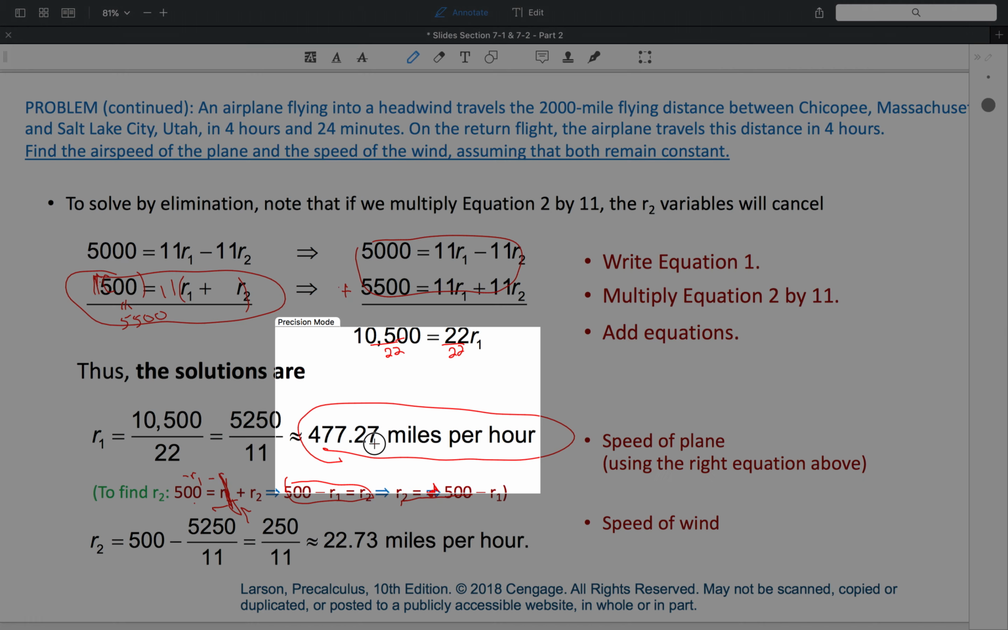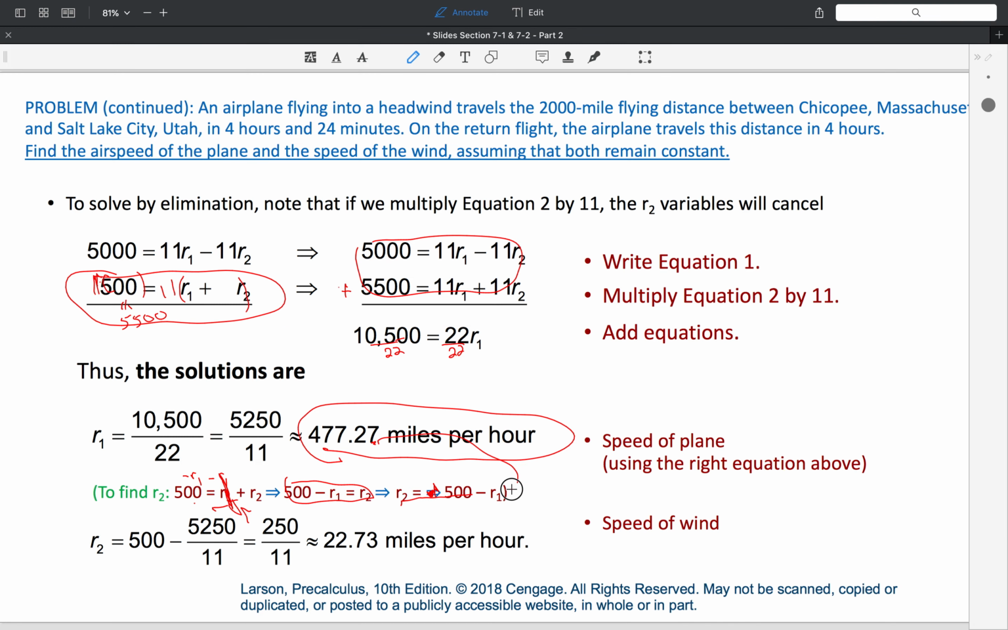So I'm just going to plug this right into here. This is what I do here. 5,000 minus 477.23. I do the math. Again, you don't need to do this. Just use your calculator. And then you're going to get the wind speed is 23 miles an hour.